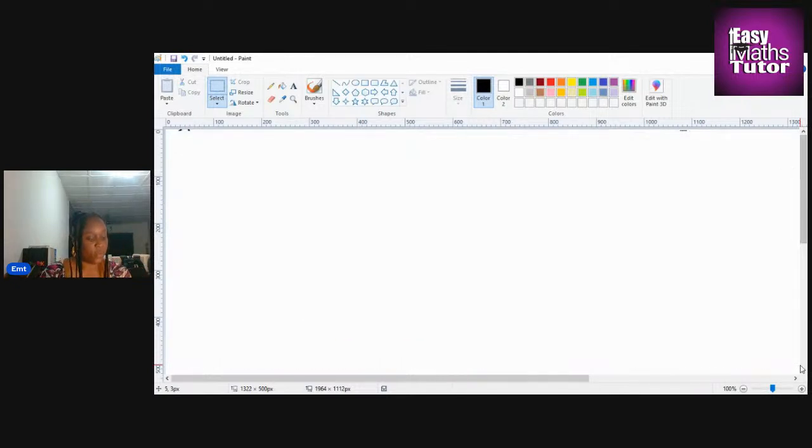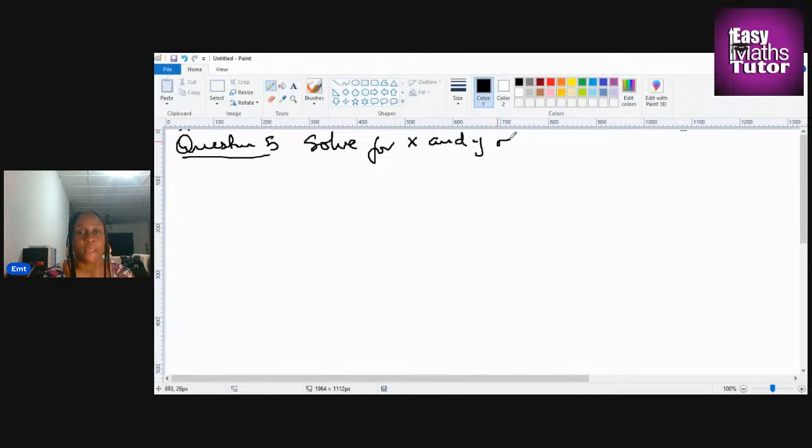Okay, so we're solving our fifth question. It's question 5. So the question says solve for x and y respectively in the simultaneous equations.